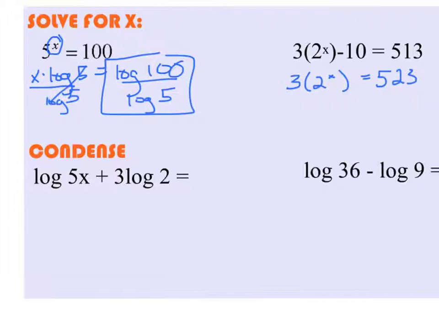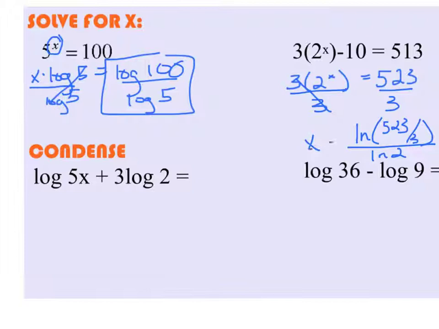So we have to divide both sides by 3. And we take the log of both sides. I'm going to use natural log this time. We end up with the natural log of 523 divided by 3, divided by the natural log of 2. There it is.